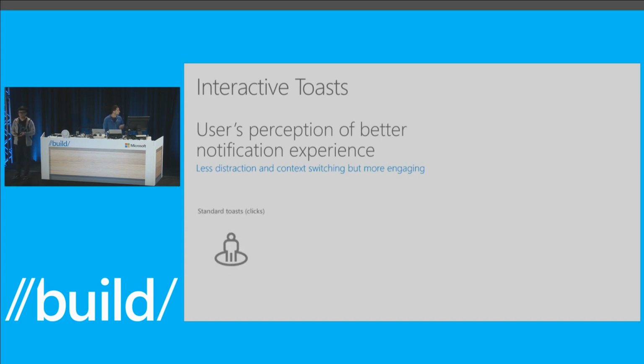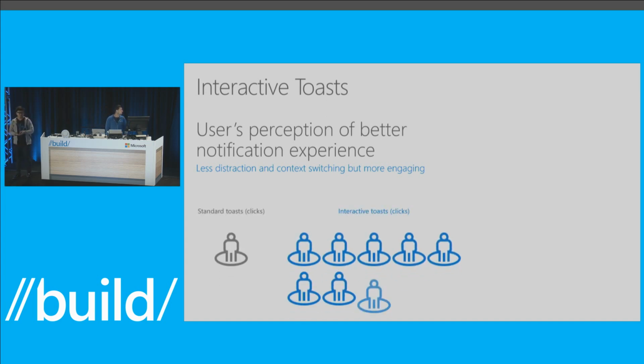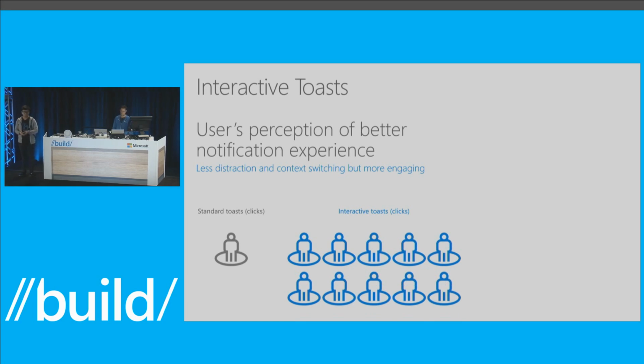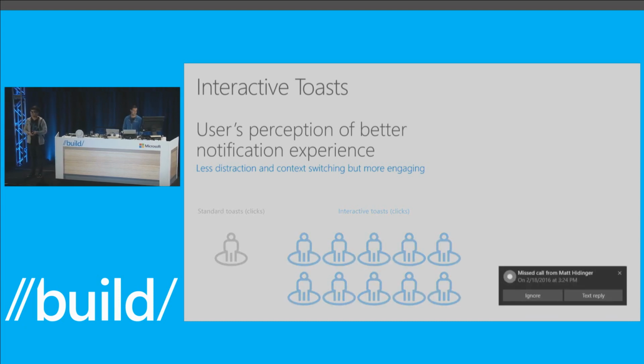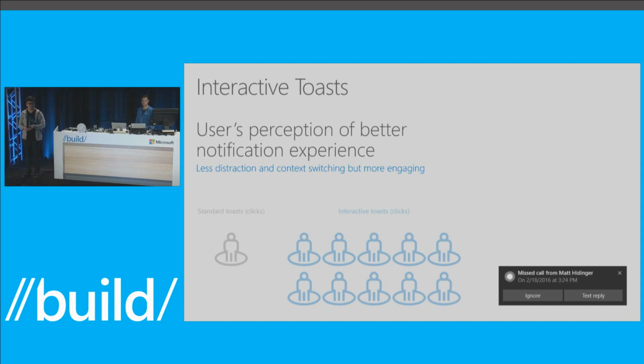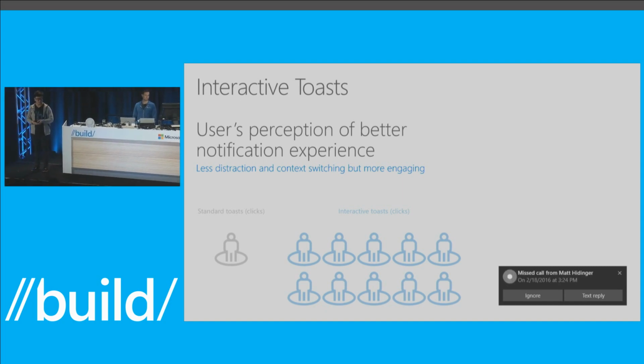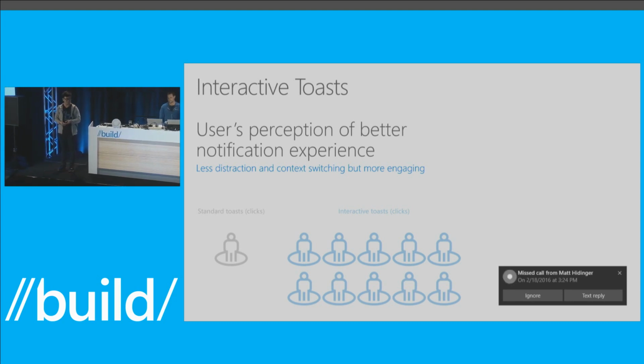Our telemetry shows that interactive toasts are acted upon 10 times more than standard toasts. Here are just some examples of how apps are currently using interactive toast notifications inside the existing Windows platform. So here's the missed call information that Cortana pops up on your PC, which actually tells you about a missed call on your phone. You can choose to ignore it or text reply directly inside the toast.